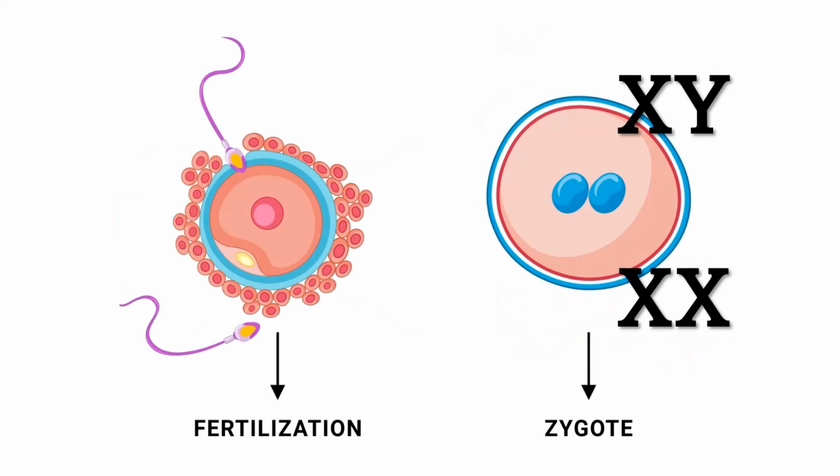The genotype of the embryo is established at fertilization. So if we have a spermatozoon that has a Y chromosome, the zygote will have XY and you have a male. If the spermatozoon has an X chromosome, we will have a zygote that has double X chromosomes, and it develops as a female.